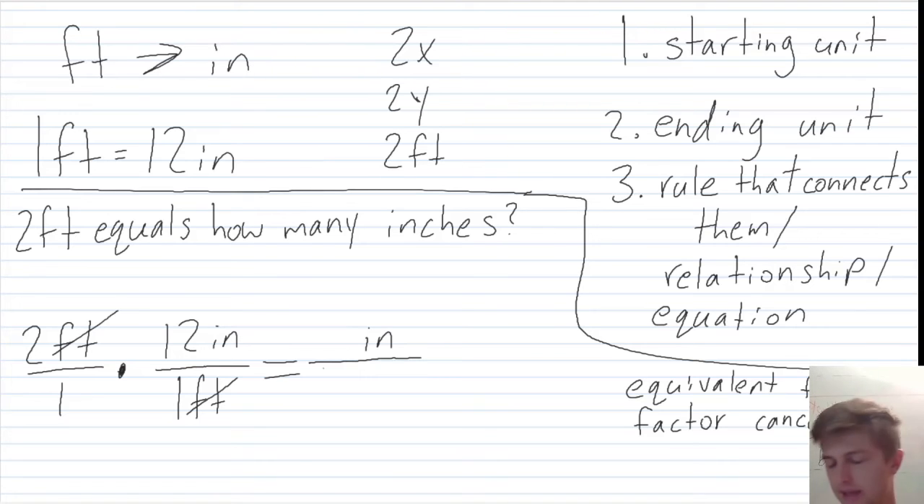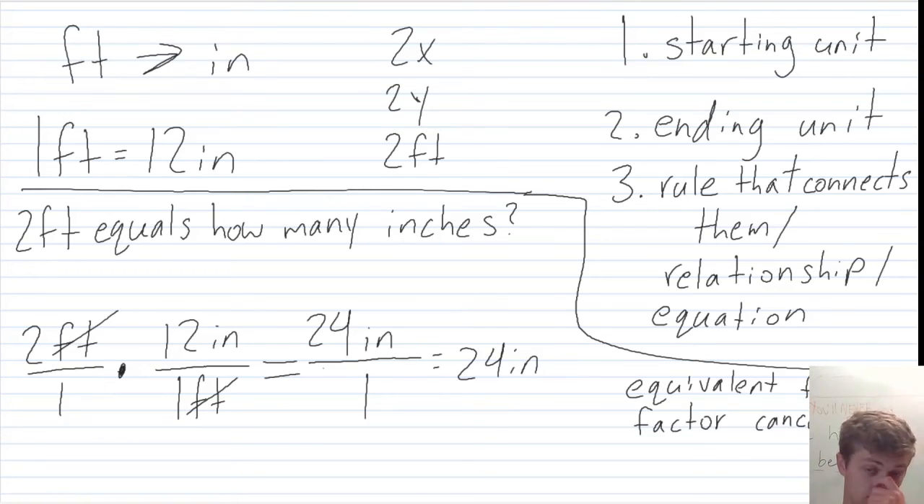Now, is there anything else we can cancel? No. Let's multiply across. What is 1 times 1? 1. What is 2 times 12 inches? Don't get confused by the inches just yet, because just treat it like any other variable. So think, what's 2 times 12? 24 times inches, 24 inches. And then we got 24 inches over 1 equals 24 inches.